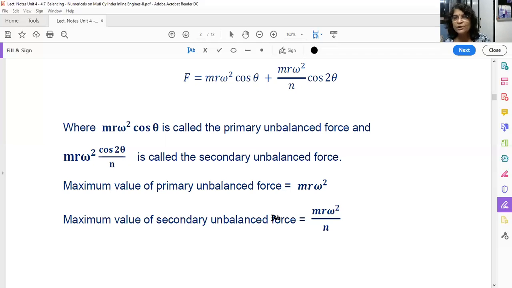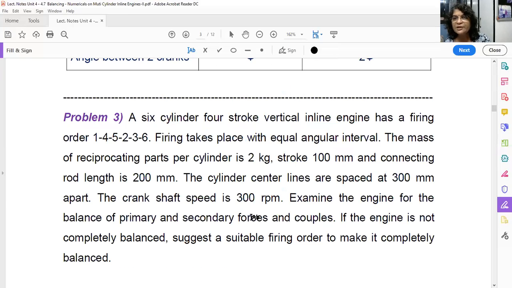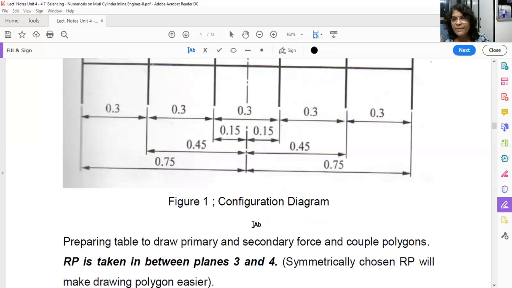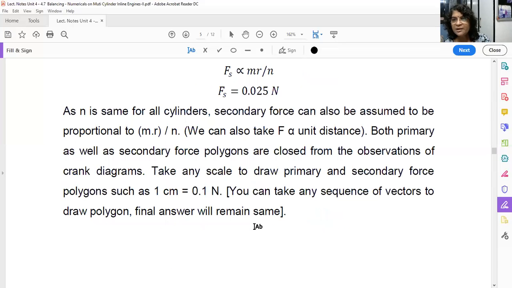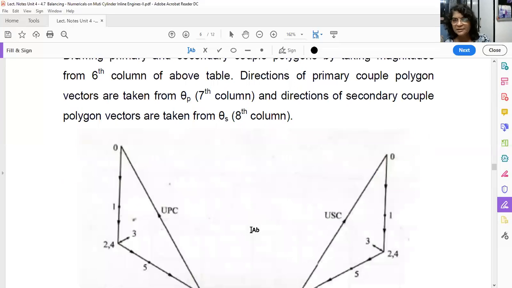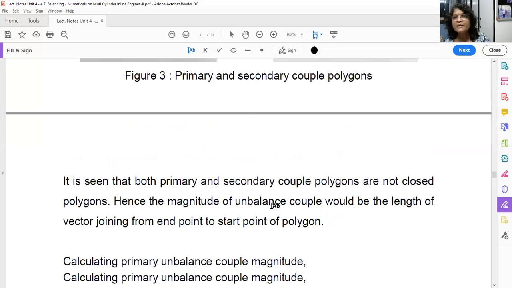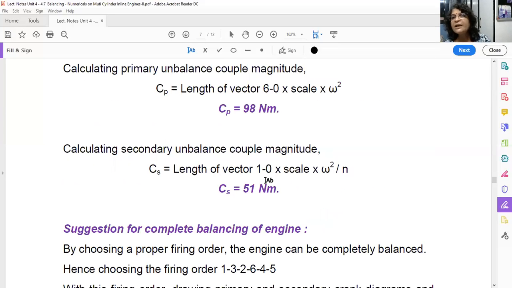So here, to find out the magnitude of unbalanced secondary couple, we have multiplied by omega square and divided by n. So the length of vector 6O into scale into omega square upon n, and we are getting 51 Newton meter.